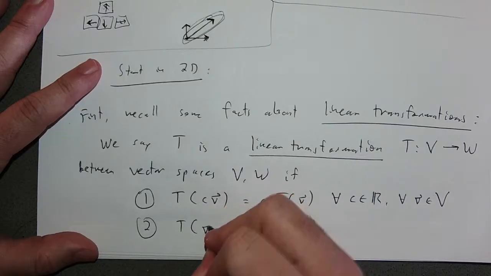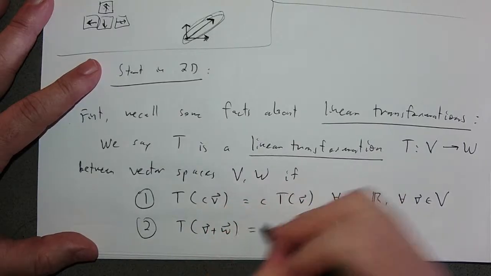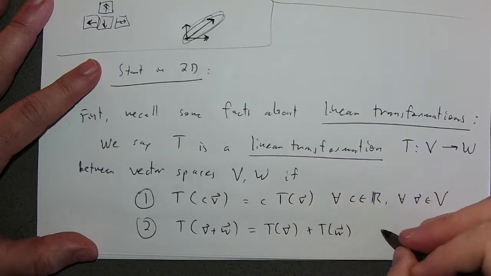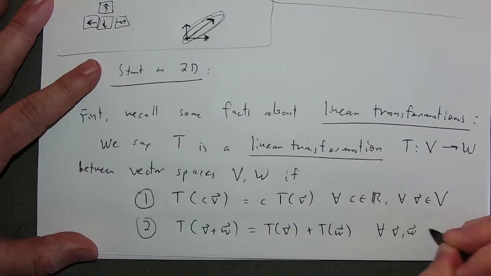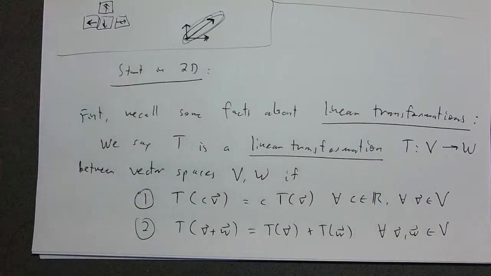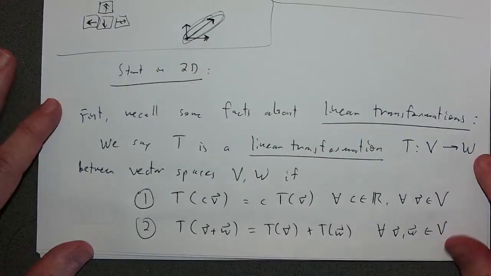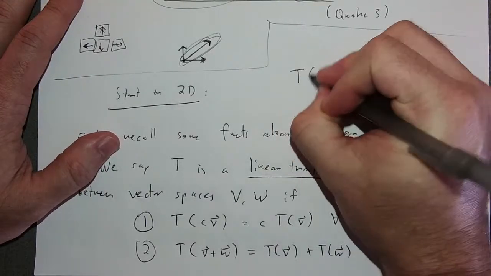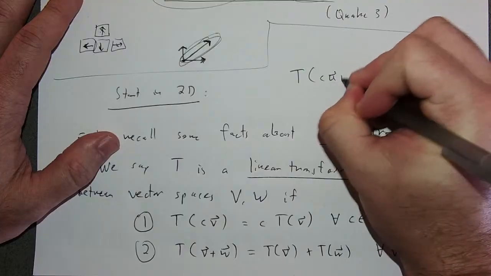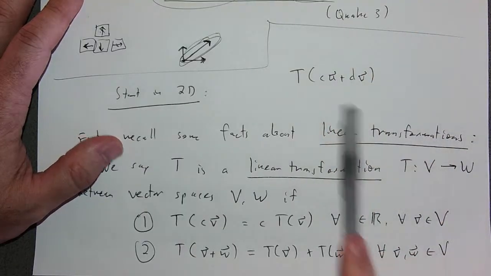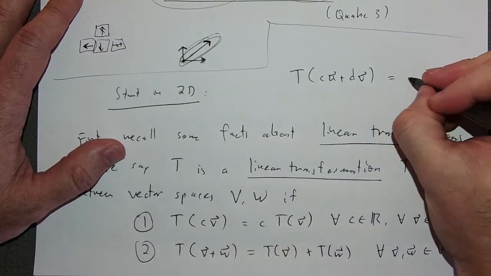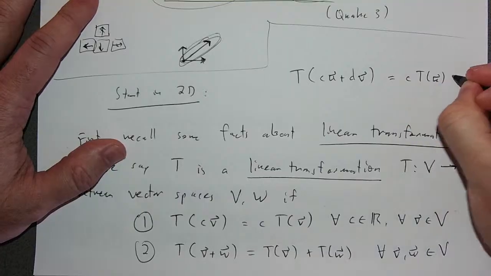And similarly, the other thing, for all vectors v and w in V, I know that this might be confusing. Maybe I should have used v1 and v2 here. This is the case. The thing, of course, to note here is that if I apply a linear transformation to a linear combination of vectors, what I get is a linear combination of vectors.